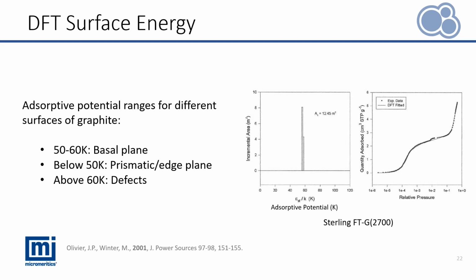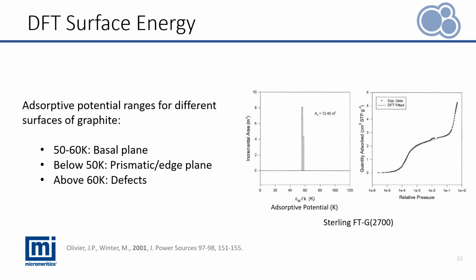A peak around 50 to 60 Kelvin was associated with the basal plane, and below 50 Kelvin was associated with the edge plane, and finally above 60 Kelvin was associated with the presence of defects in the lattice structure.